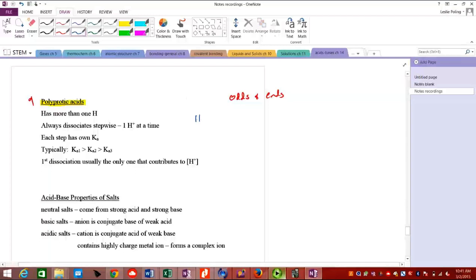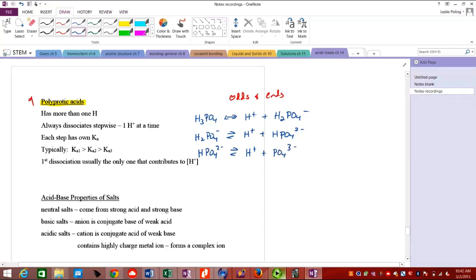So, for example, if we had H3PO4, then we would get H plus and H2PO4 minus, and then H2PO4 minus would dissociate to give us H plus and HPO4 2 minus, and then HPO4 2 minus would dissociate to give H plus and PO4 3 minus, and so we would have a Ka1, a Ka2, and a Ka3.